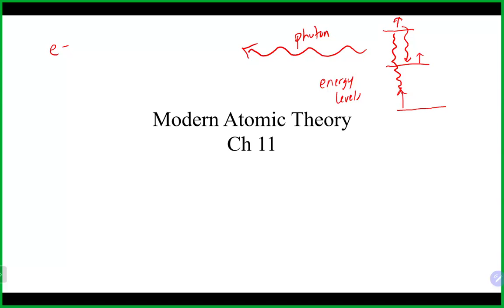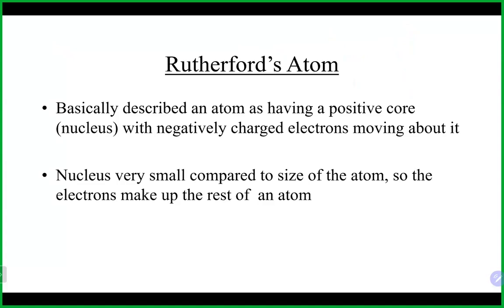So a lot of what we're going to focus on in this chapter are electrons. Ultimately, the overall idea of what's happening is this transition of those electrons to lower energy levels, and they will give off some energy in the form of light.